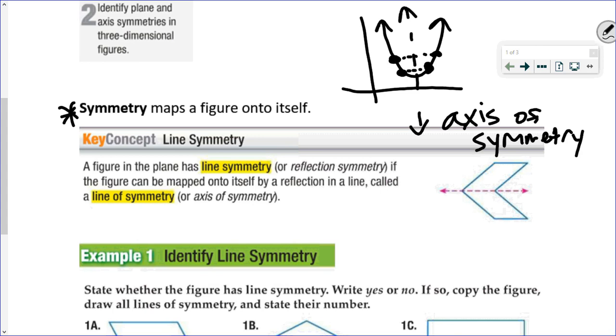So this is an example of symmetry that you've already seen earlier in math, and now we can connect what we're doing today with that a little more. All right.